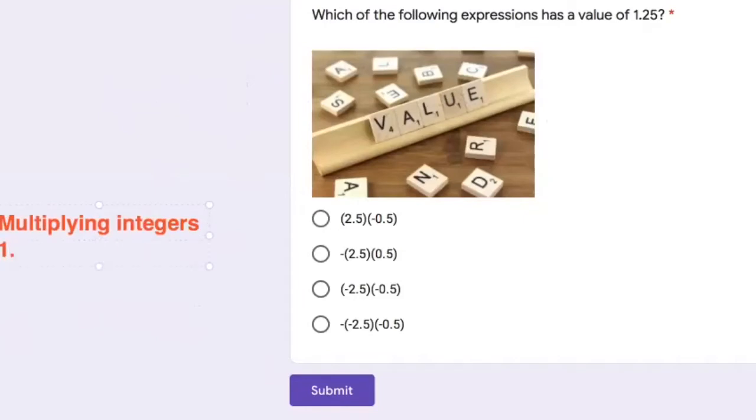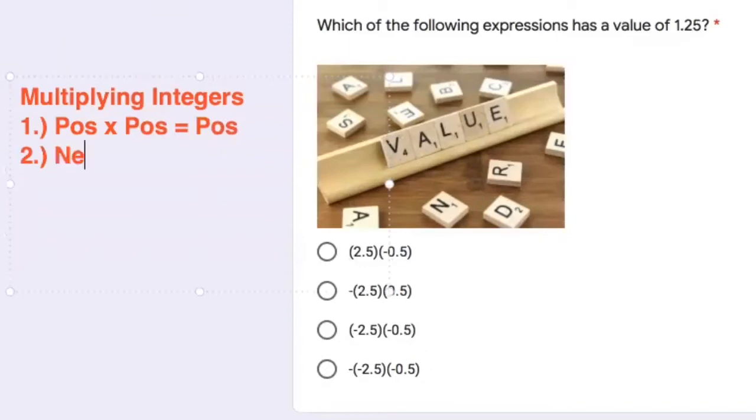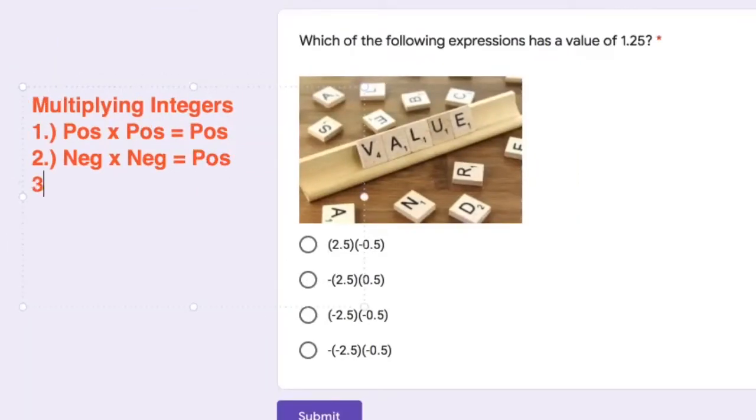Rule number 1 is a positive times a positive will give us a positive. The second rule is a negative times a negative equals a positive. A negative times a positive equals a negative, and a positive times a negative equals a negative.